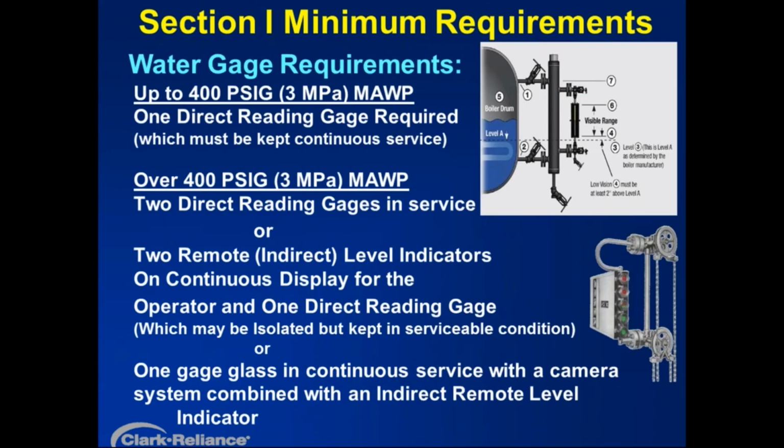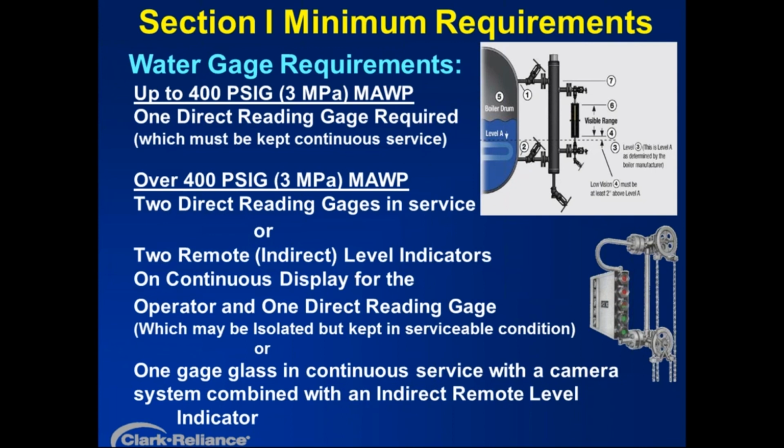Now we'll start to get into the real code minimum requirements. And I say minimum because what we're about to describe is code minimum, and there could be additional instruments installed to back up these minimum requirements. If you have an extra gauge glass or an extra indirect or remote level transmitter, then if one of these code required devices is out of service for maintenance, you're still in compliance to operate.